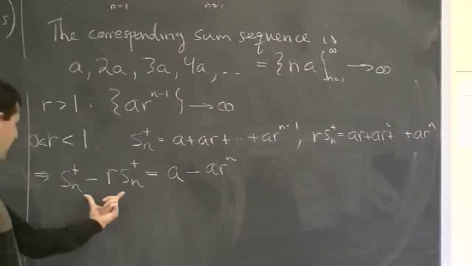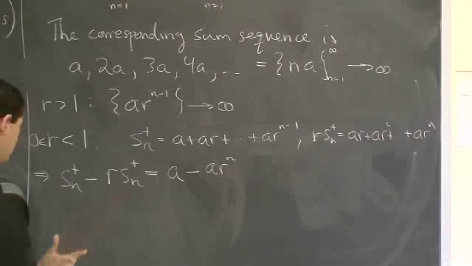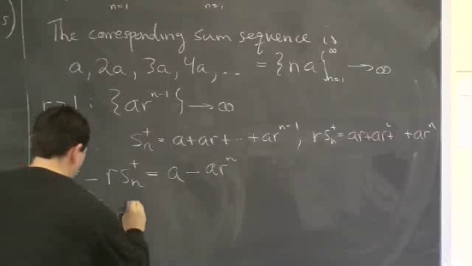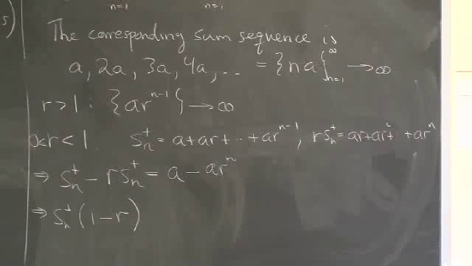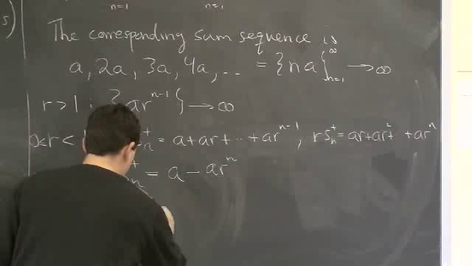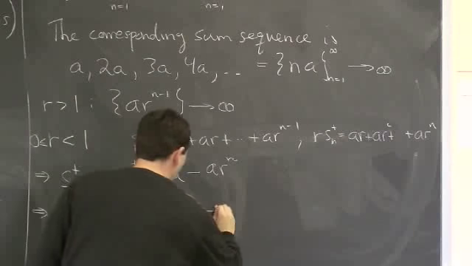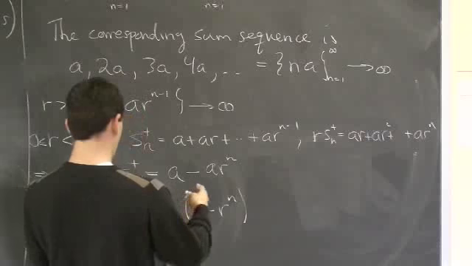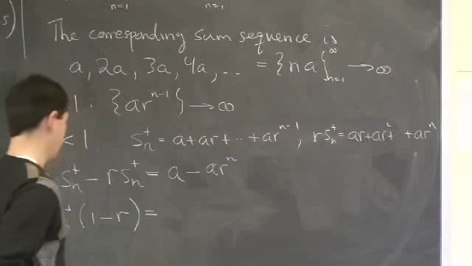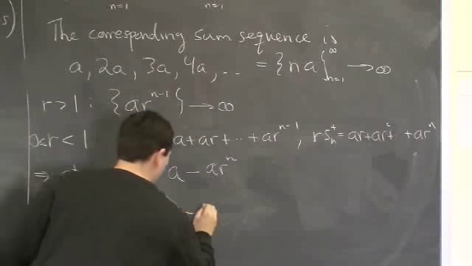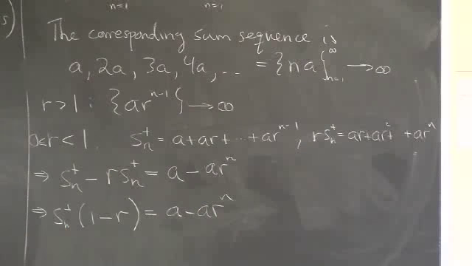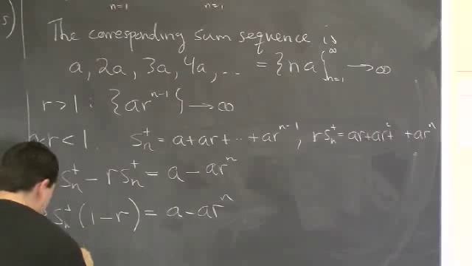Okay, so now let me factor an Sn plus. And it'll give me a times 1 minus r. And on the right, let me factor out an a. And I get 1 minus r to the n. Actually, I think in the end I'll probably expand it through anyway. So let me just leave it as a minus ar to the n. And now let me solve for Sn plus. So I'll just divide by 1 minus r.